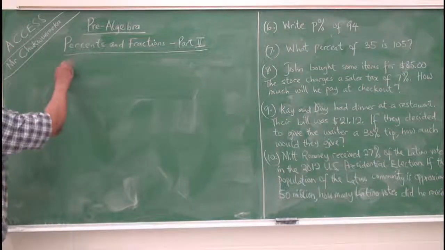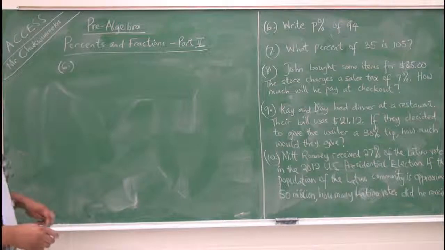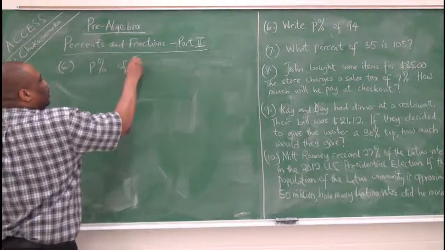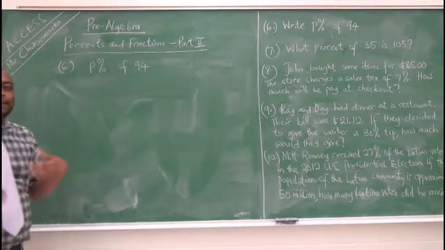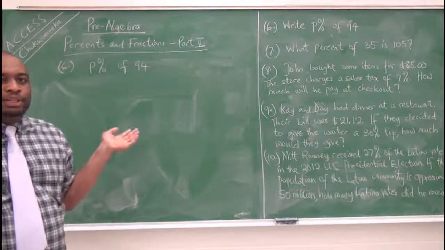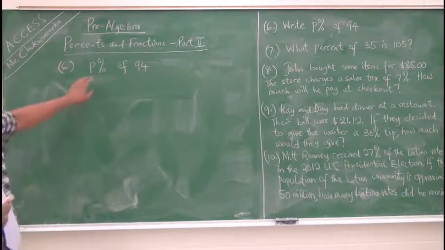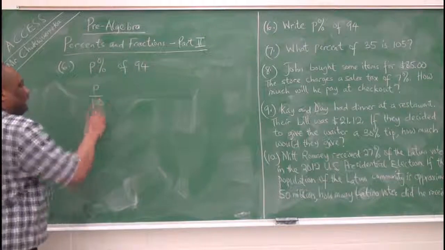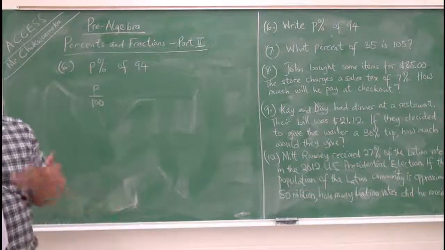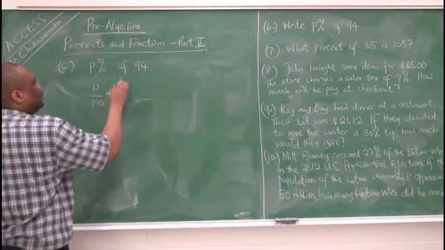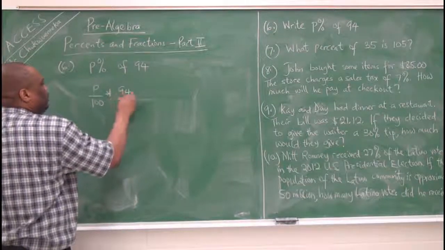Number 6 says, write p% of 94. In this case, you don't know what p is. P is a variable, so all they want you to do is just write a fraction as you say it. So p% means p out of 100. Like we said, 20% means 20 out of 100. And the "of" means times, then 94 all over 1.